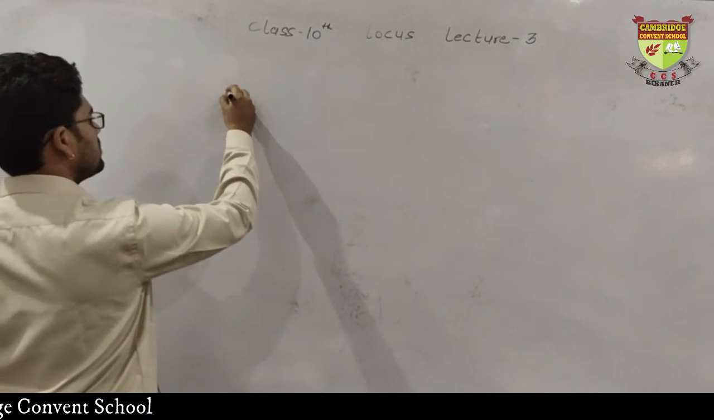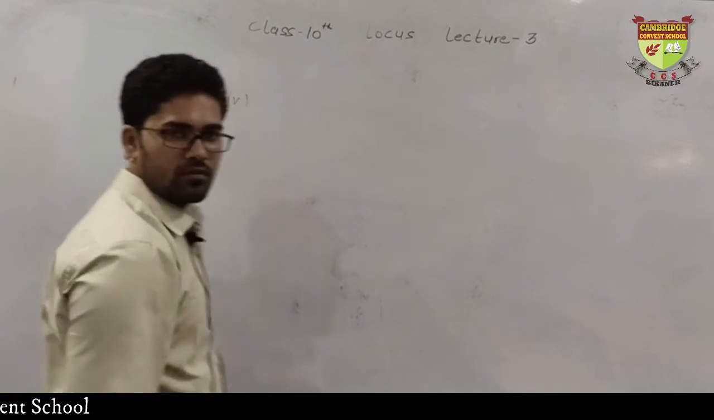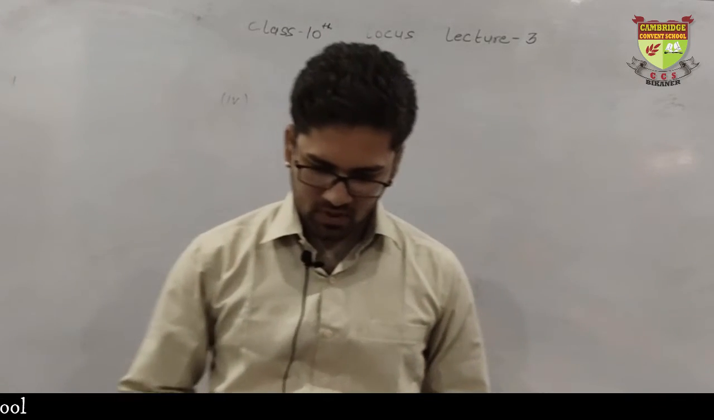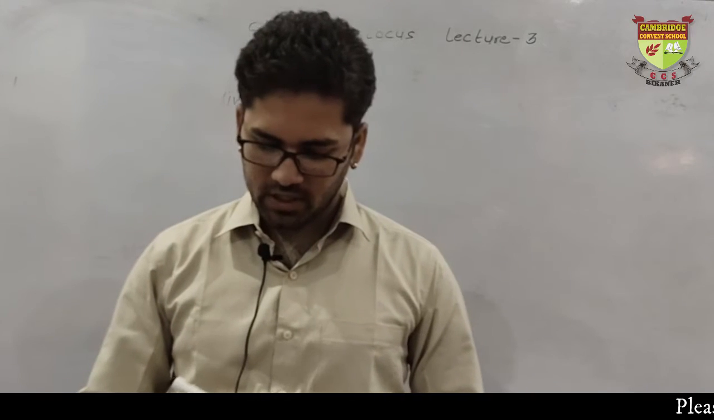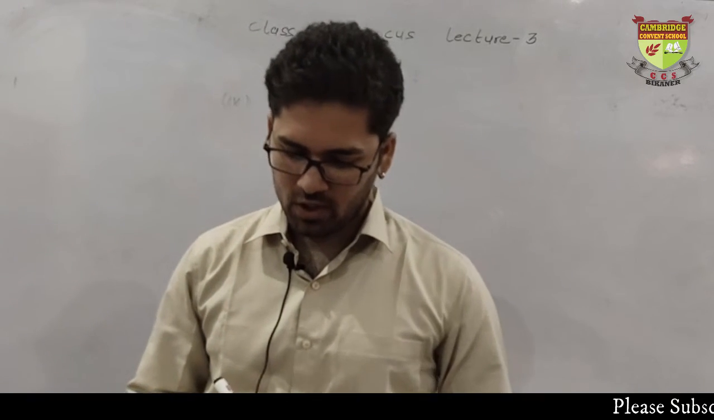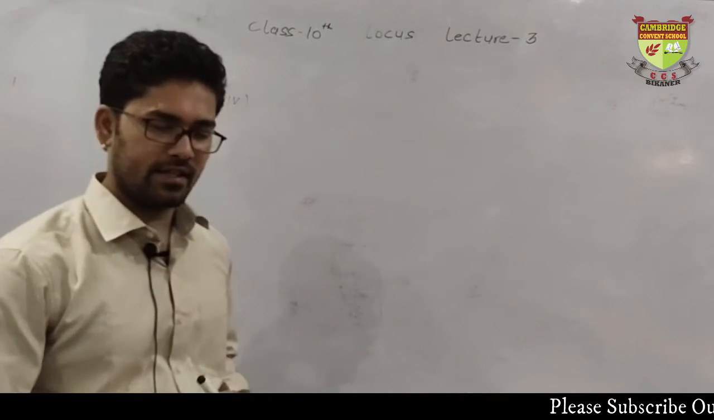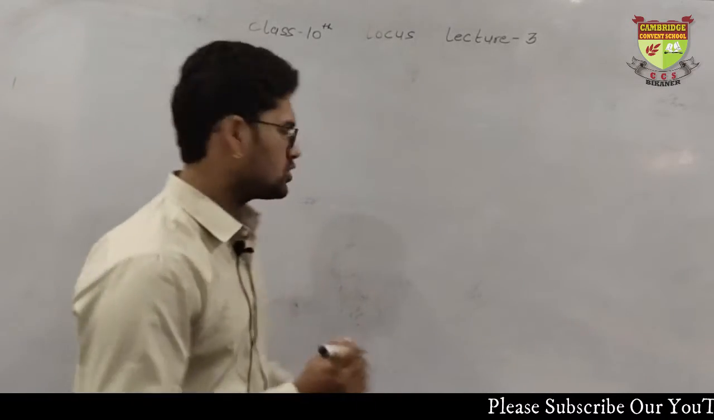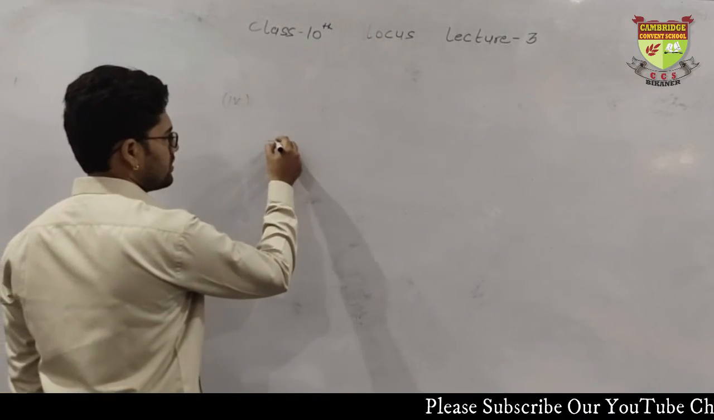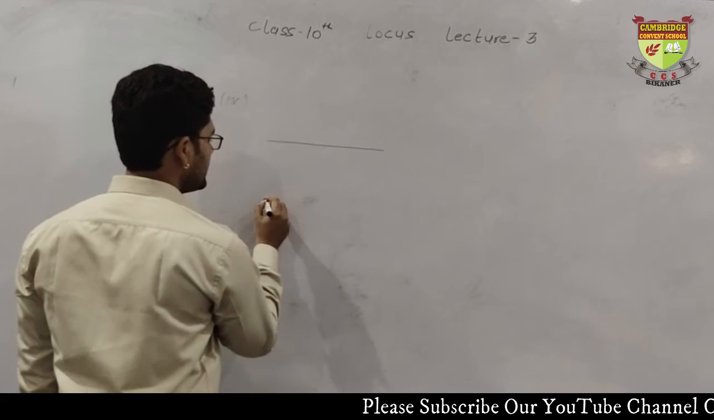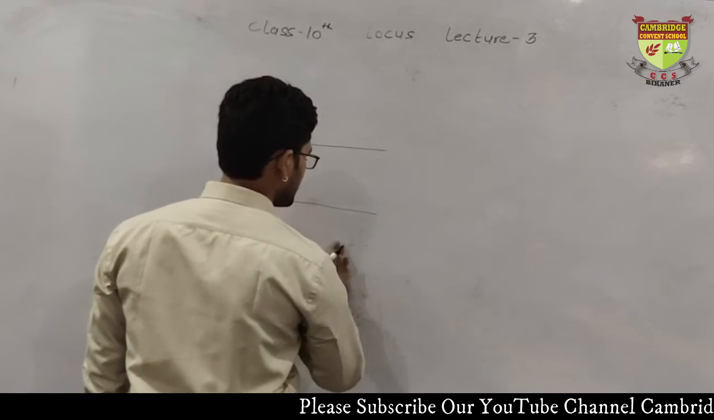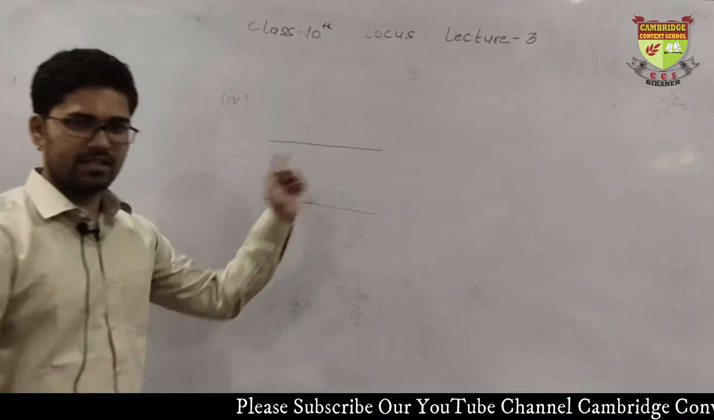So the fourth portion says the locus of the points equidistant from two lines will be a parallel line. Firstly, there are 2 lines. This is a line and this is a line. So these lines are given.